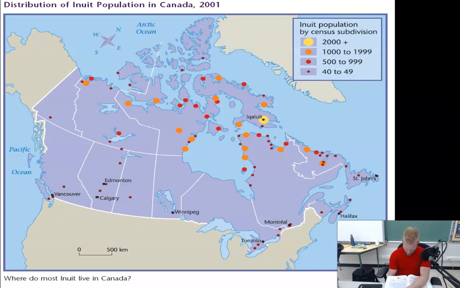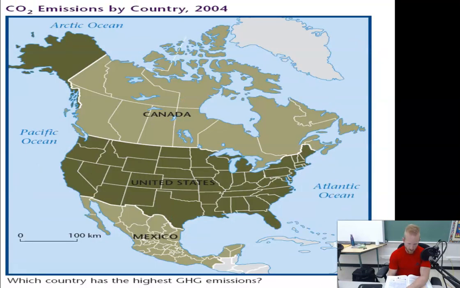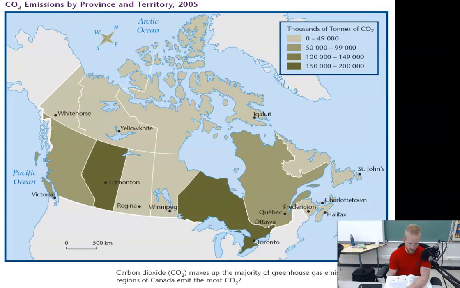Here I was looking at CO2 emissions by province and territory. So, pollution by provinces. We've got Ontario and Alberta the most by far. I'll just leave that up for a sec so you can take a look.